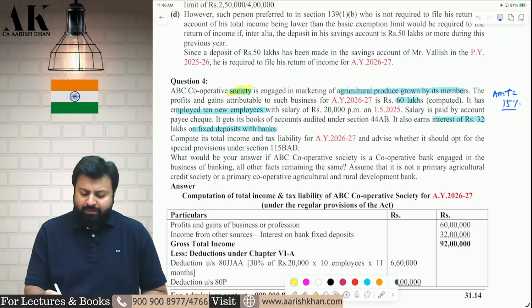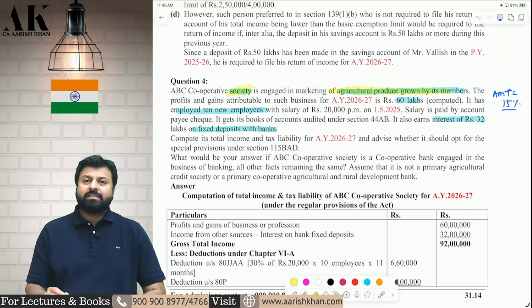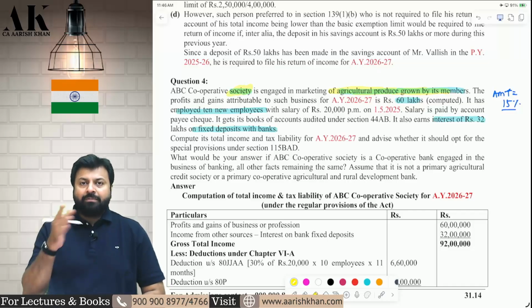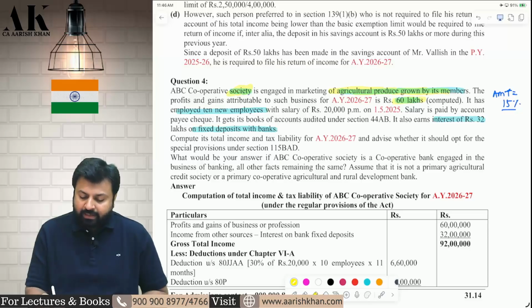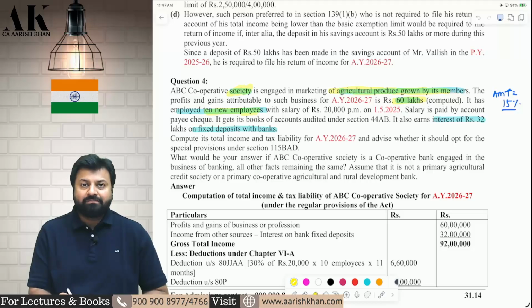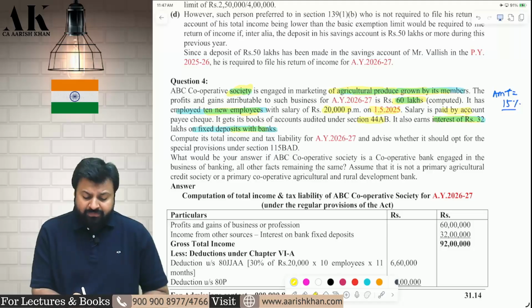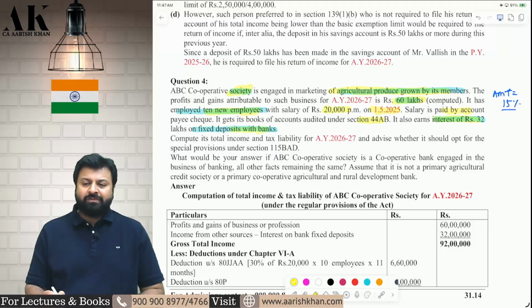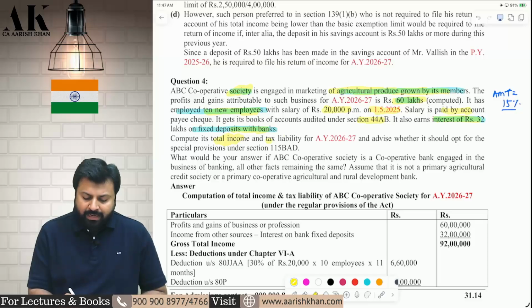There is a cooperative society which is engaged in marketing of agricultural produce grown by its members. So if your cooperative society is engaged in this, they are eligible for 80P deduction. 100% profits are deductible. How much profit are they earning? They are earning 60 lakh profit. Apart from that, they have hired 10 new employees at a salary of 20,000 rupees on 1st May. Then the cooperative society is getting audited under 44AB. The salary is paid by account payee cheque. All these conditions are necessary. Then it also earns interest on FD of 32 lakh rupees. Now, these are the basic information which is given. Now, you are supposed to compute total income and tax liability.